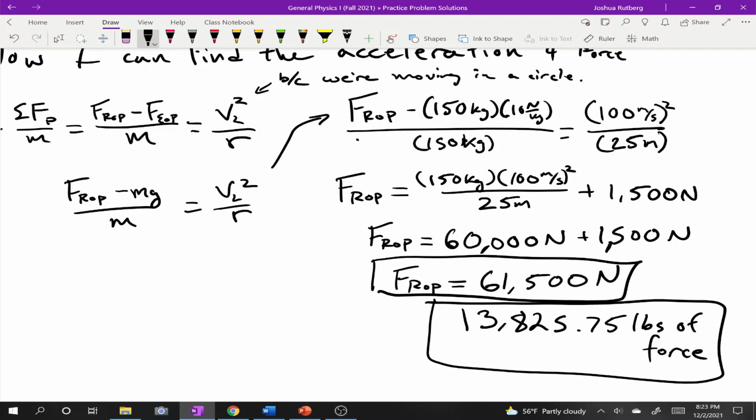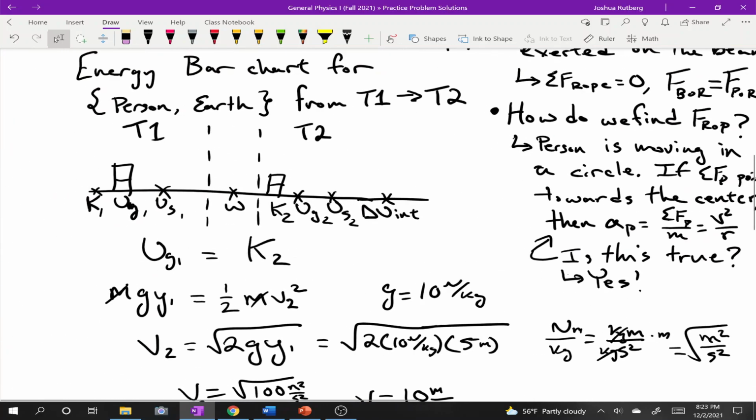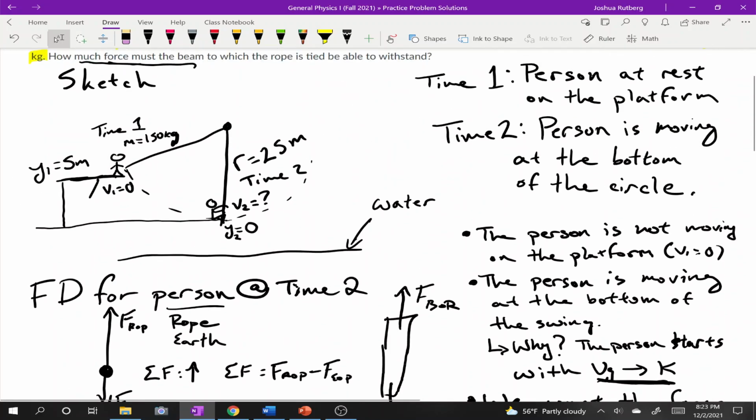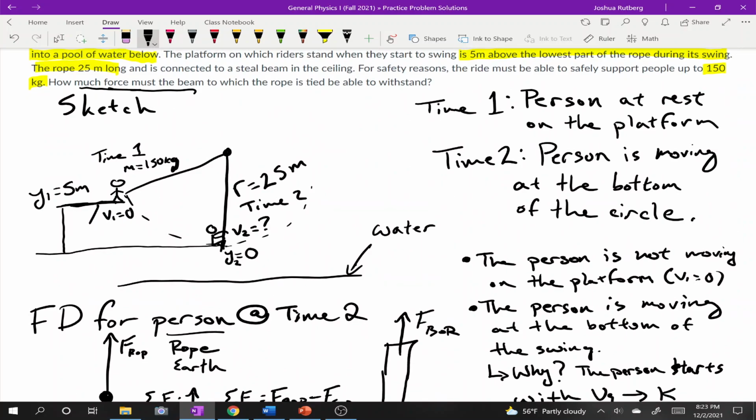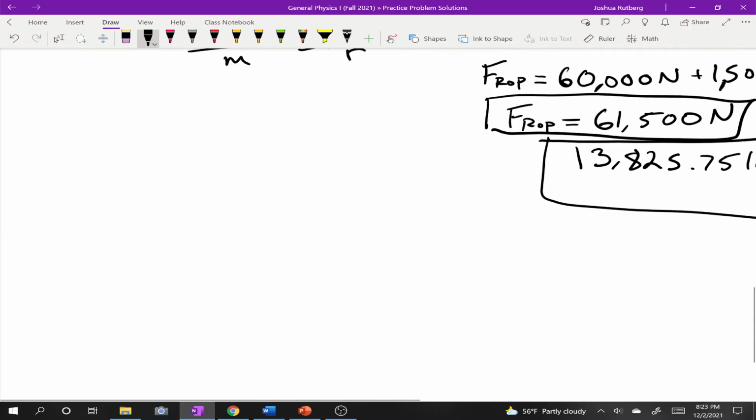But does it seem unreasonable for a ride like this? Again, a person is falling 15 feet on the end of a rope. So I would expect that that rope would have to pull pretty hard on them, that they would have to pull pretty hard on the rope to not fall. So yeah, I think that that seems reasonable.